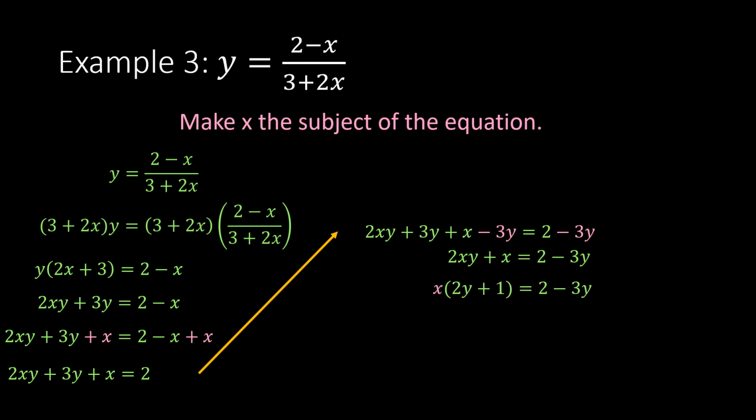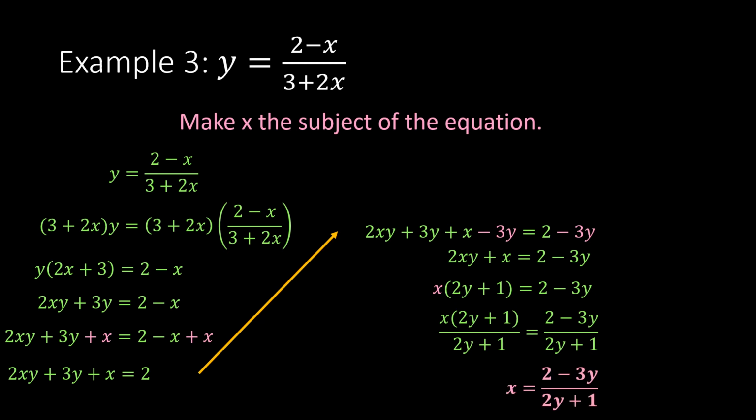So, we can now factor x by common factoring. x would be factored from 2xy plus x, so the other factor would be 2y plus 1, equal to 2 minus 3y. Now, dividing both sides by 2y plus 1, we have x is equal to 2 minus 3y all over 2y plus 1, in terms of x.